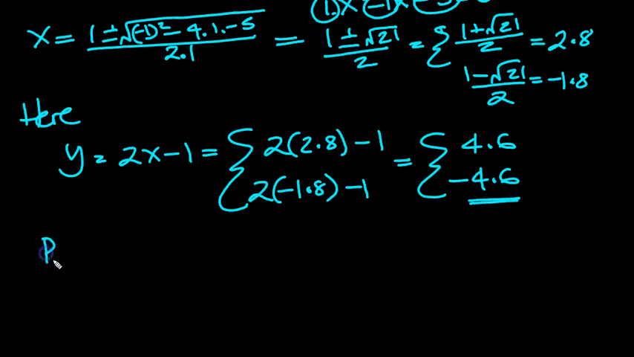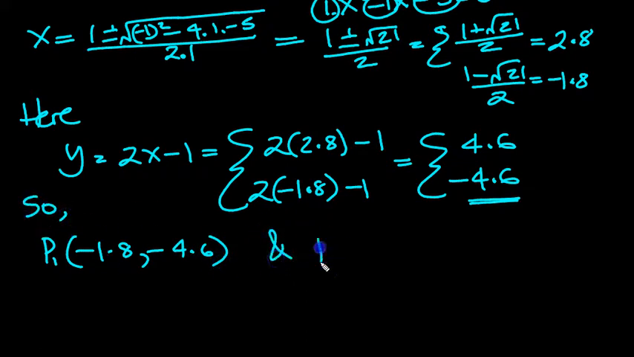So P1 has coordinates. Now the P1 was down here, was the negative one. So when x was negative and y was negative, so that would be minus 1.8, minus 4.6. And P2 then, well that would be when x is 2.8 and y would be 4.6.